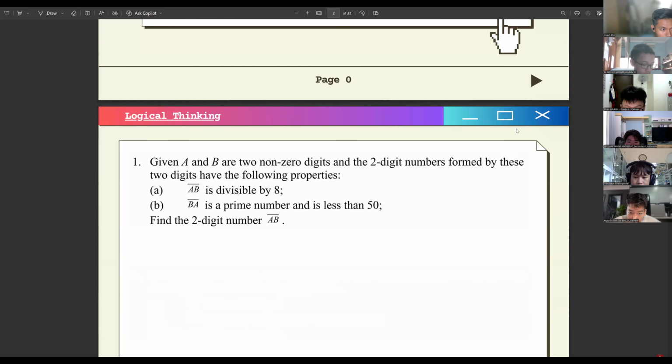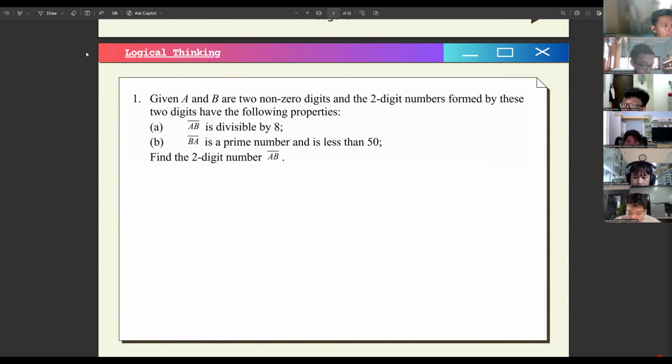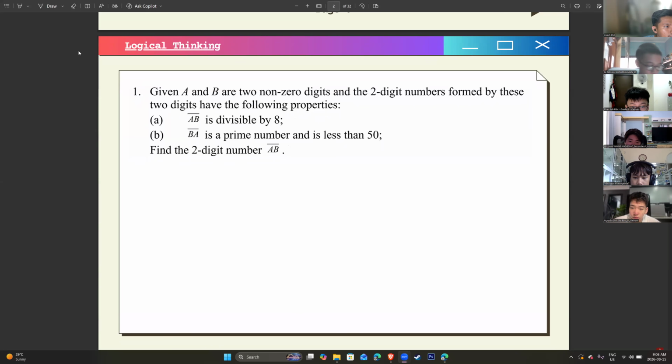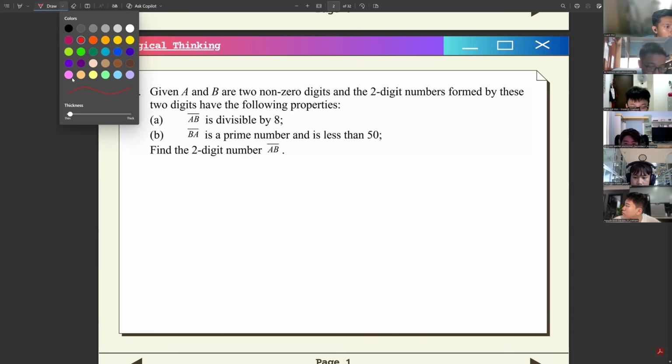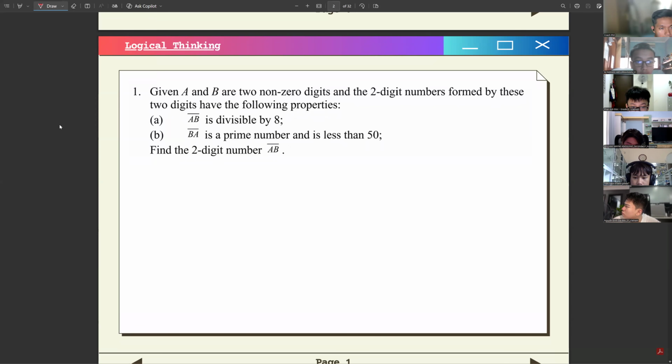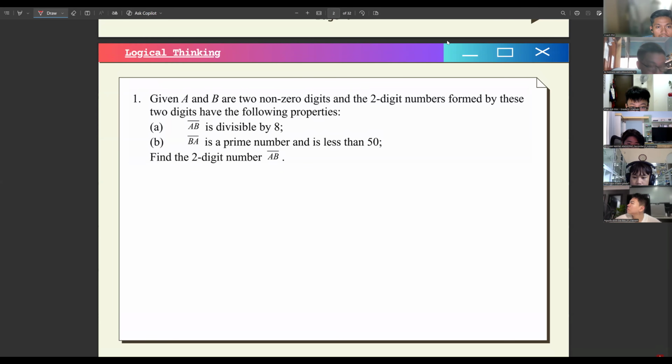Okay? So let's start with logical thinking. This is problem number 1. If you have any questions, please just say your concerns in chat. Okay, so let's start. This is problem number 1. Given A and B are two non-zero digits, and the two-digit numbers formed by these two digits have the following properties. AB is divisible by 8, BA is a prime number and is less than 50.